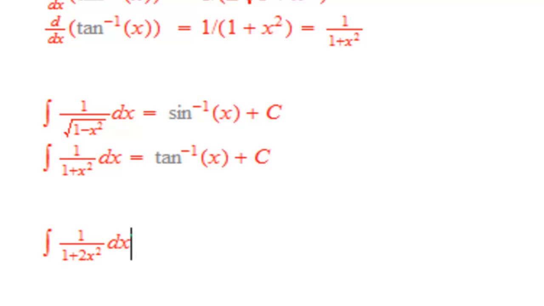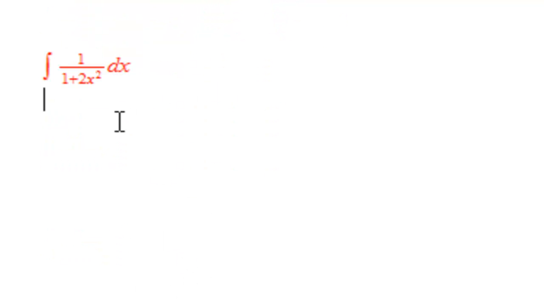Now to do this integral, I want to change it into something that looks like my derivative for inverse tangent. But I've got this extra 2 here. What do I do with that? Well, I'm going to use a trick, and this is indeed a trick. I'm going to rewrite that same integrand, 1 over 1 plus 2x squared, except to get that 2x squared, I'm going to take the square root of 2, multiply it by x, and then square that product.